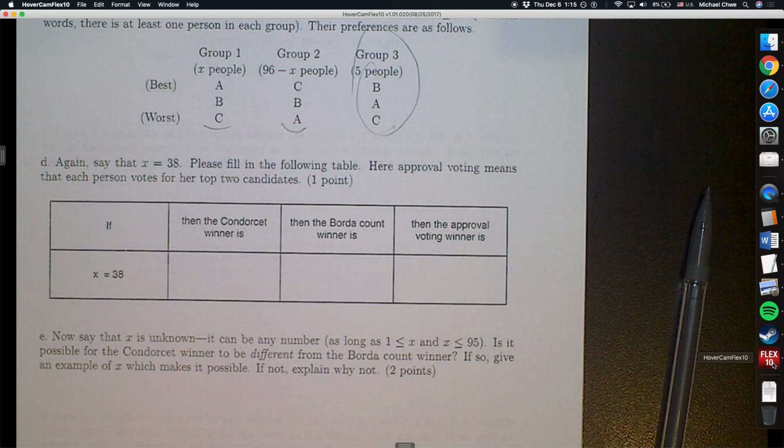Okay, again, the Condorcet winner means you can beat everyone else by majority, right? So what you do there is you basically do every pairwise comparison. Okay, so I'm looking first at A versus B. If I had an election between A and B, how many people would vote for A over B? Well, it's people who like A better than B. That's exactly these people, right? 38 people like A better than B. 58 like B better than A, and 5 like B better than A. So if we had A versus B, 38 would vote for A, 63 would vote for B. Therefore, B beats A by majority.